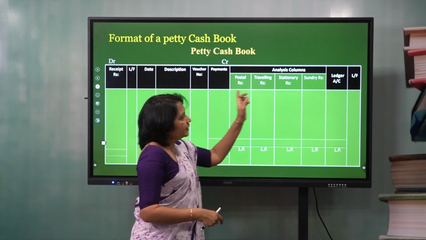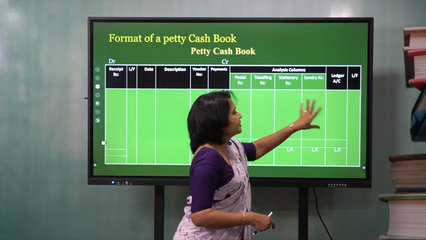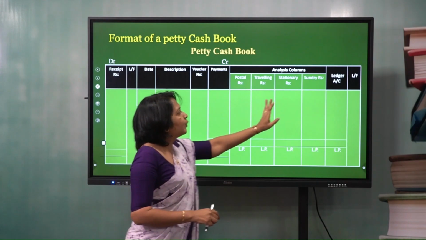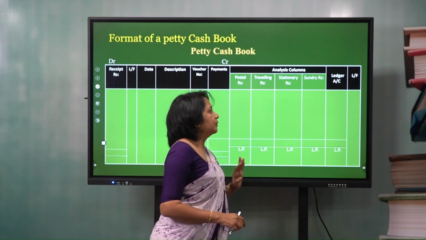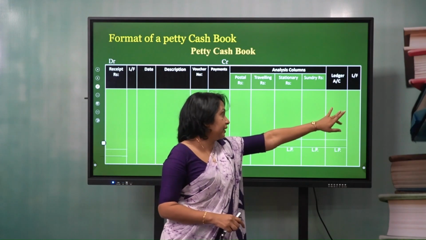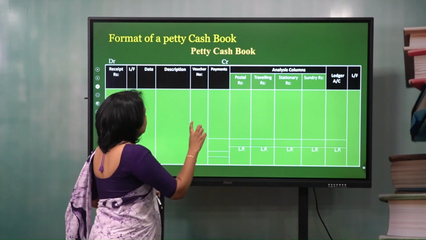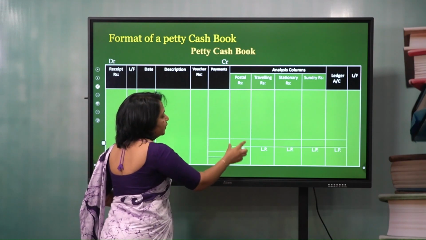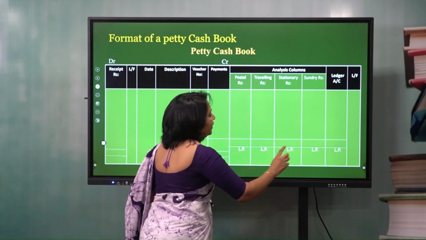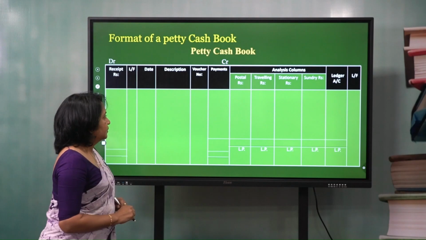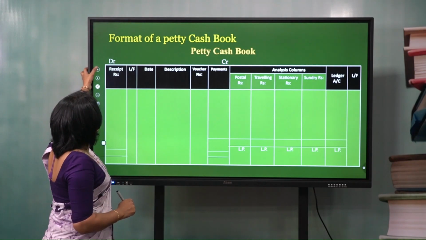So then the ledger account column. I told you if there's any other expense which we can't record under these analysis columns, we have to open this ledger account column. And the final one is ledger folio. After recording all these expenses here, we have to get the totals of each and every column and record that to the ledger account later. Okay, we'll take an example and see.